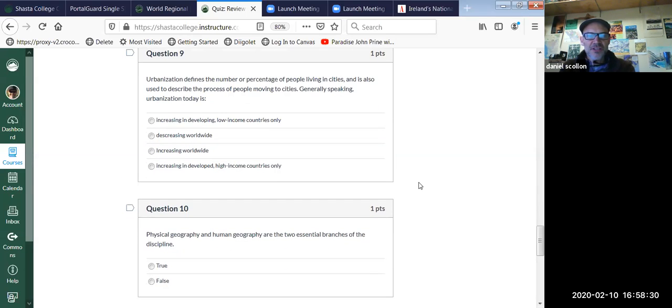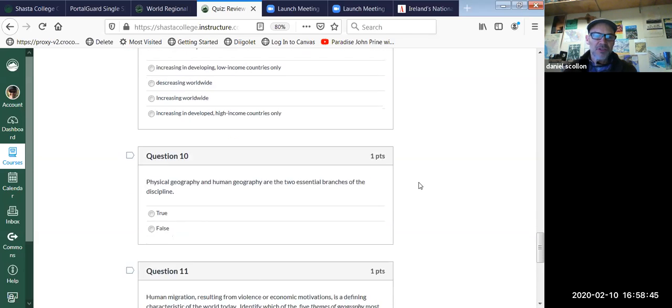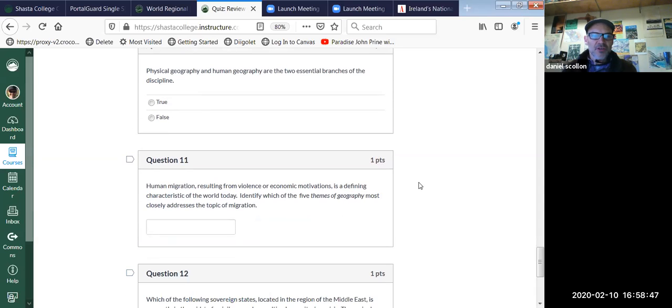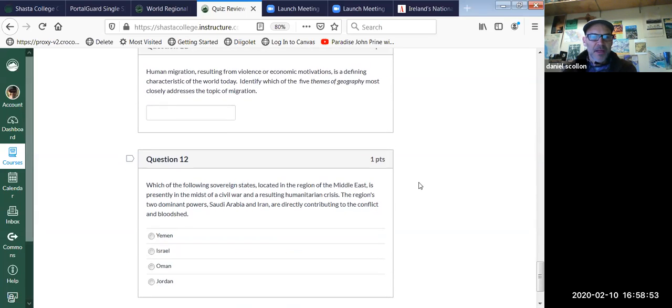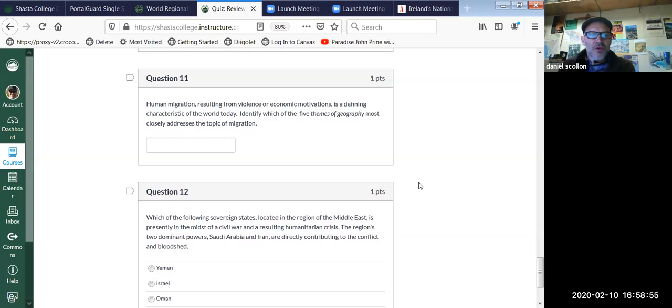Okay, urbanization, the number of people or the percentage of people living in cities. This is a phenomenon that is increasing worldwide. It's increasing in developed high-income countries and in underdeveloped low-income countries as well. Physical geography and human geography are the 2 branches of the discipline we spoke about earlier. Human migration. So again, this is one of the characteristics of the world today.